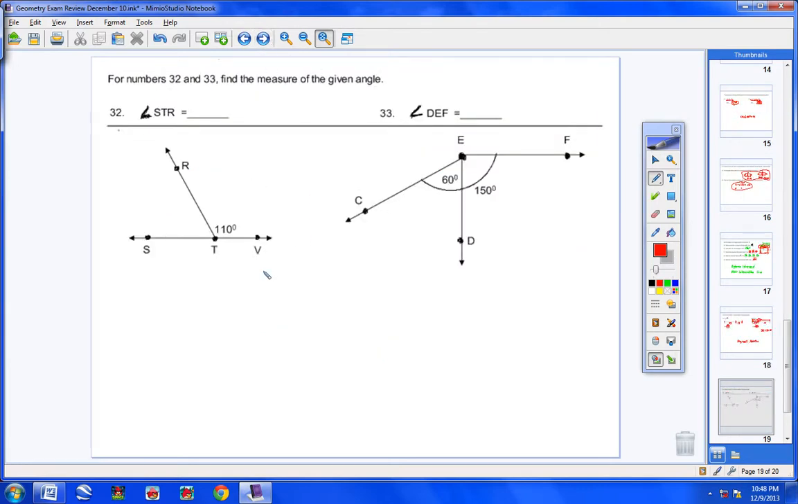Now we're going to look at angle addition, or if you want to say angle subtraction, that's fine. But we're going to look now at some angle addition problems. So let's take a look at these.